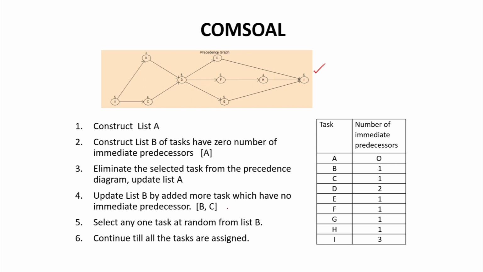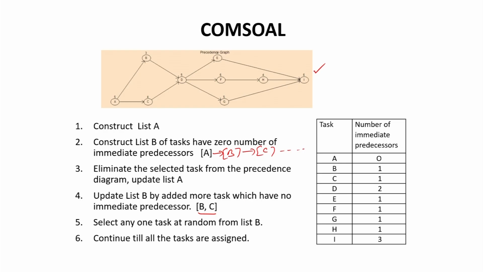So, we will assign B and C, and then we select any one task at random out of B and C. Let us say B is selected, and we will continue this till all the tasks are assigned, and in this manner we will get a sequence of the tasks, starting with A, then we will get B, and then we will get C, and like this we will keep on assigning the tasks here. And because of this randomness, out of B and C we have selected at random. So, next time it may be possible that C is selected, and that gives you a new sequence.